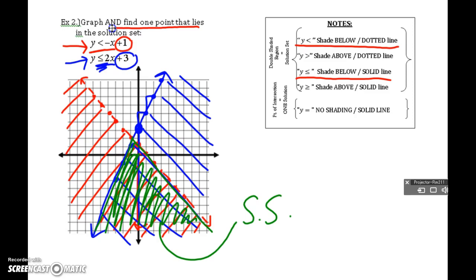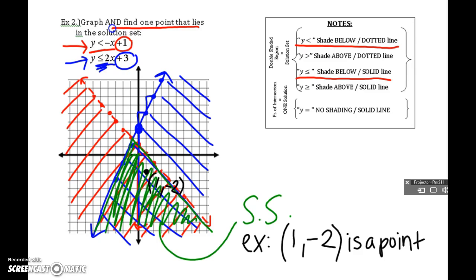So if I wanted to pick, for example, this point right here, I know that's 1, -2, and that's a solution. So I could say 1, -2 is a point in the solution set. And I'm done. So let's move to the next.